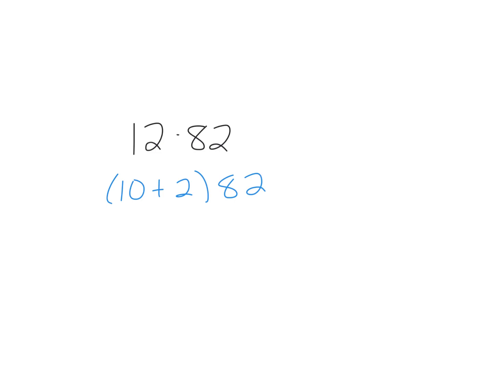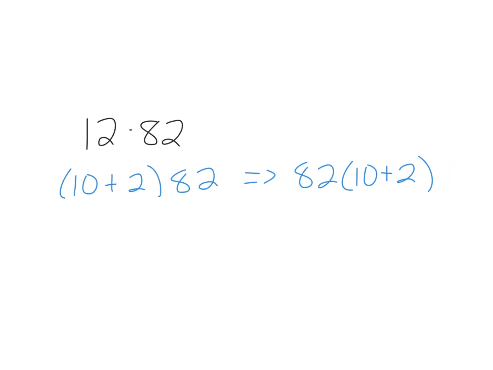Now we're doing the distributive property. It's kind of backwards. If you want to rewrite, you can put 82 on the other side. Distributing. That means to what? Take the 82 and multiply. So I have 82 times 10 is what? 820. What's 82 times 2?